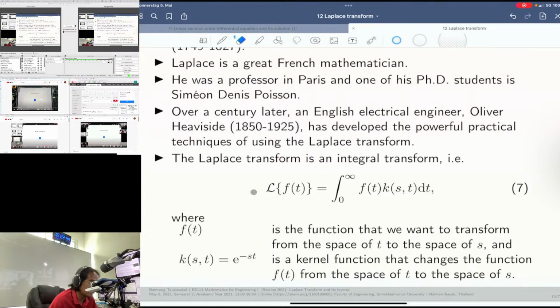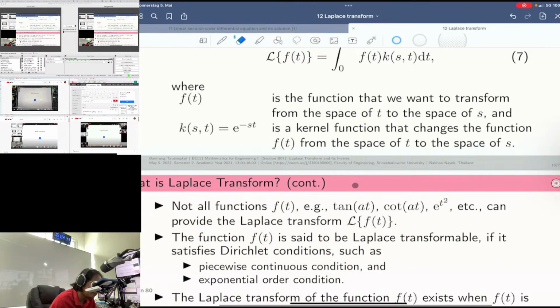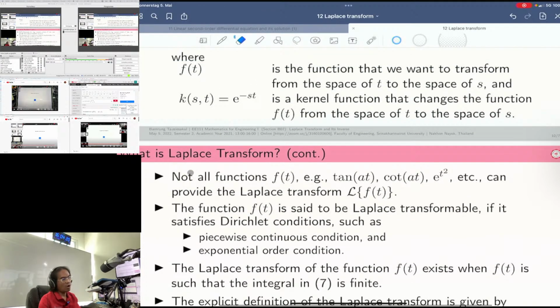Okay, the time is over. I'm going to finish on this page. The Laplace transform of f(t) is the integration from 0 to infinity of f(t) times the kernel, where the kernel is e to the negative st, integrated with respect to t from 0 to infinity. But for EE111, the Fourier transform will be integration from negative infinity to infinity. We will continue with what the Laplace transform is next week. If you have any questions, just let me know.